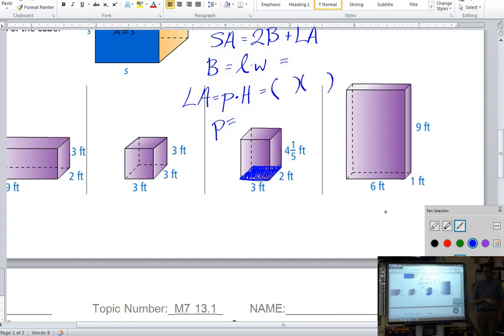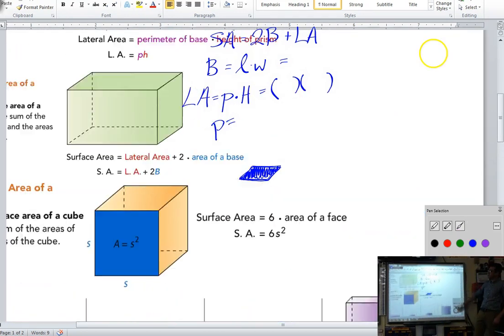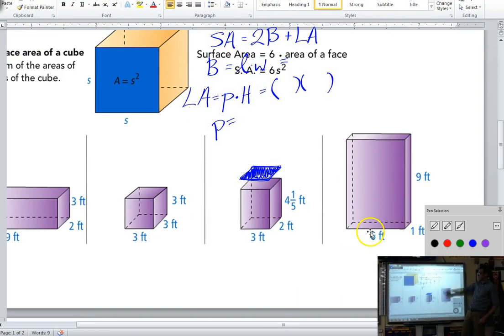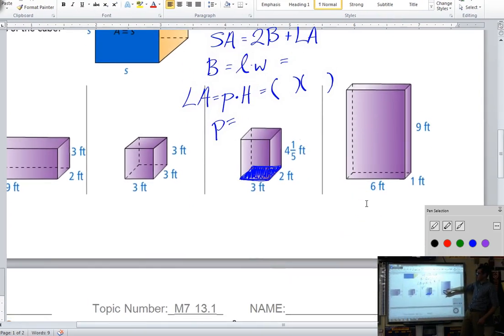Perimeter of the base. If you forget any of this, scroll up in your notes. Lateral area equals perimeter of the base times height of the prism. This is why we have our notes. Thank you for asking that question. But always look back in your notes. Use your reference materials.